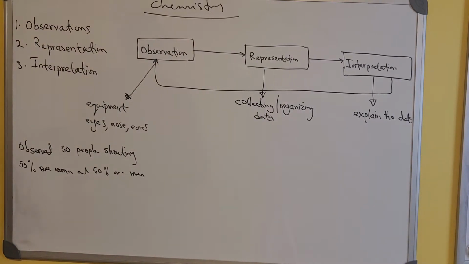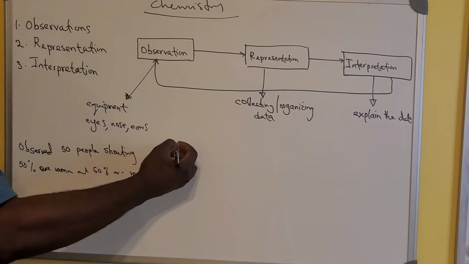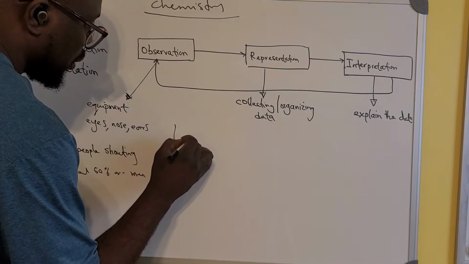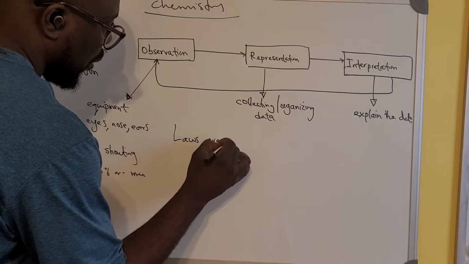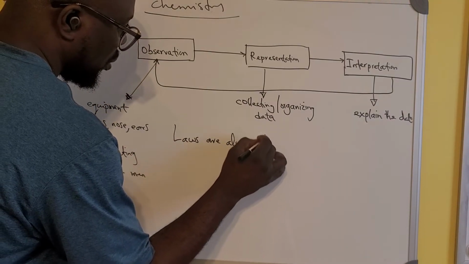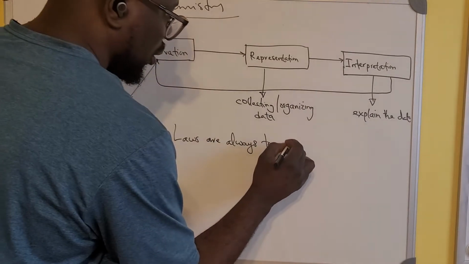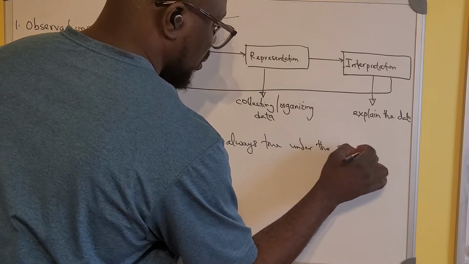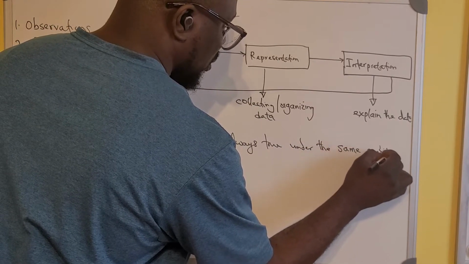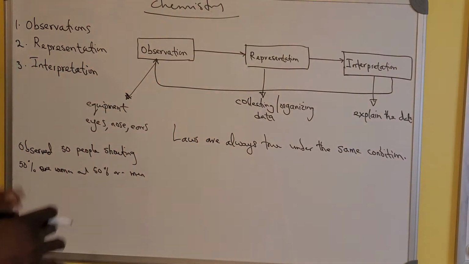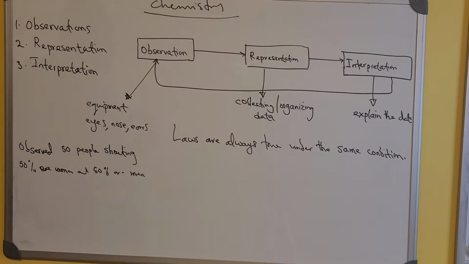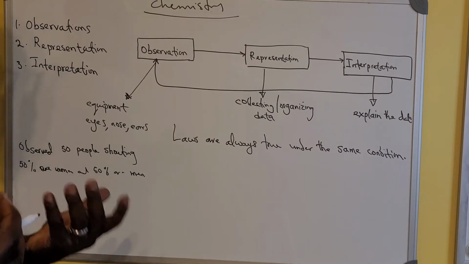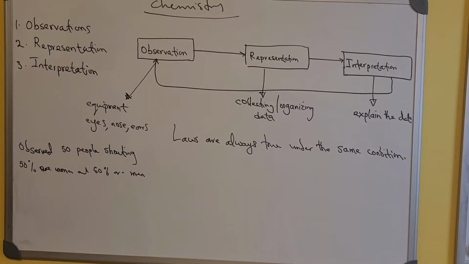So for example, a law, I'm going to write it down just in case you want to write that. Laws are always true, okay, under the same condition. So you interpret your data, you're trying to explain the data that you have, and then with that data, you can make laws, theories, and hypotheses. So your laws are always true under the same condition.